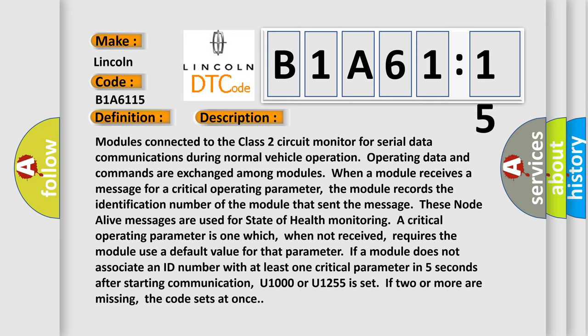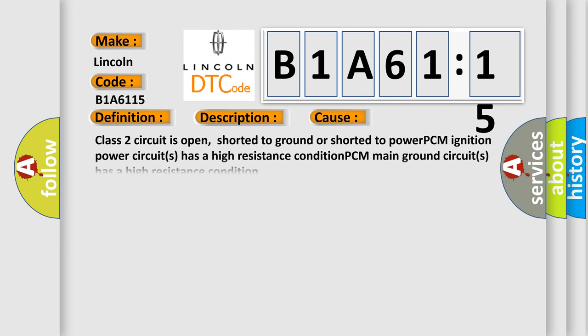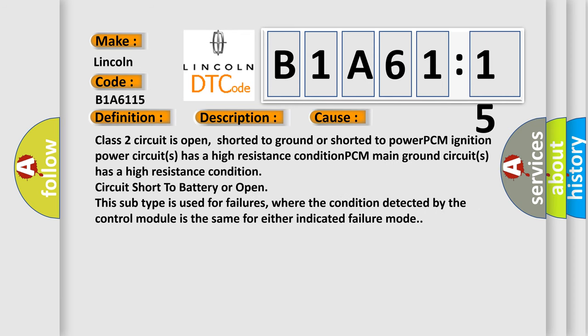This diagnostic error occurs most often in these cases. Class 2 circuit is open, shorted to ground or shorted to power. PCM ignition power circuits have a high resistance condition. PCM main ground circuits have a high resistance condition. Circuit short to battery or open. This subtype is used for failures where the condition detected by the control module is the same for either indicated failure mode.